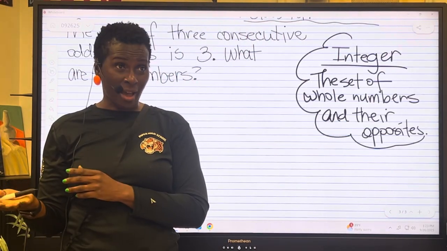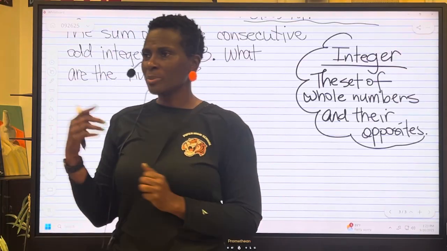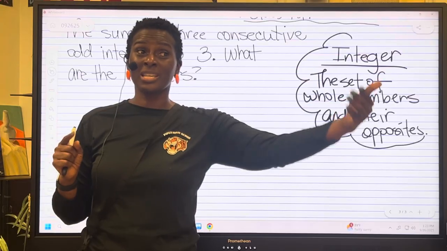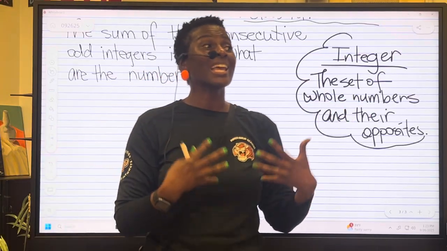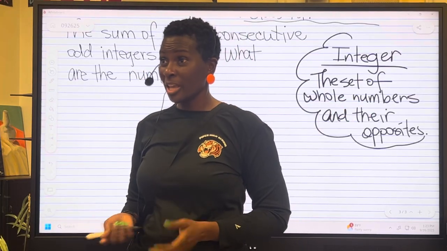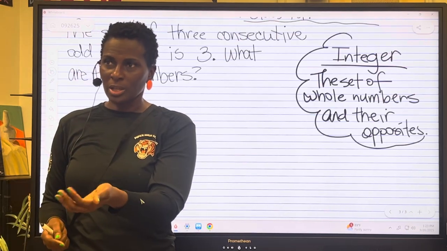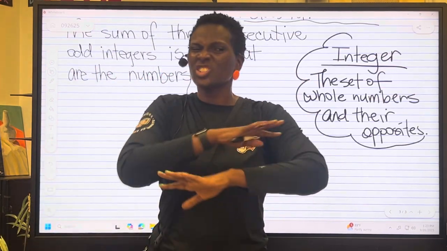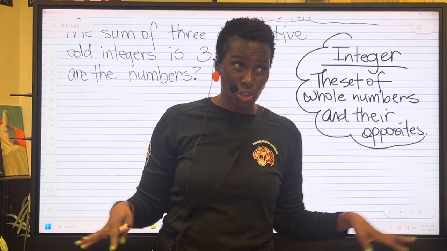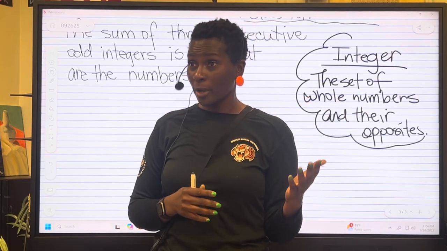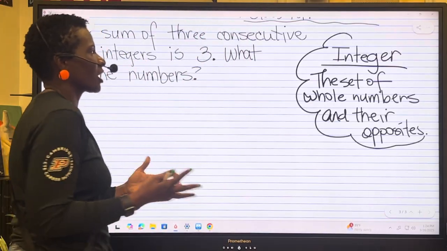The minute that you add those negatives, which are considered to be the opposite, so what's the opposite of positive 5? Negative 5. What's the opposite of 1,000? Negative 1,000. So the minute that you add those opposites, they are now considered to be integers. Are you all with me? If it's just a positive number, then it's a whole number and an integer. If it's a negative number, it's just an integer because it's the opposite of a positive whole number. Are y'all with me?